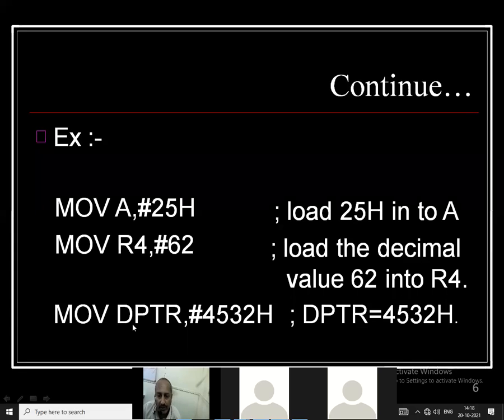Similarly, this move DPTR, #4532h. याचा अर्थ पण तसाच आहे, फक्त DPTR ची कॅपॅसिटी ही 16 बिटची आहे. जसं A, R4, बाकीचे रजिस्टर मी म्हणलं की 8 बिट. So here DPTR, data pointer, याची कॅपॅसिटी आहे 16 बिट. So the data will be more. That is #4532h like this. So it is the immediate addressing mode. Got it, all of you?